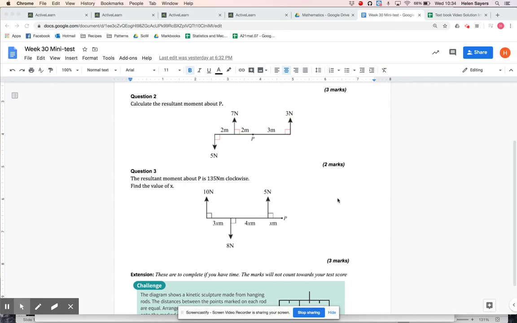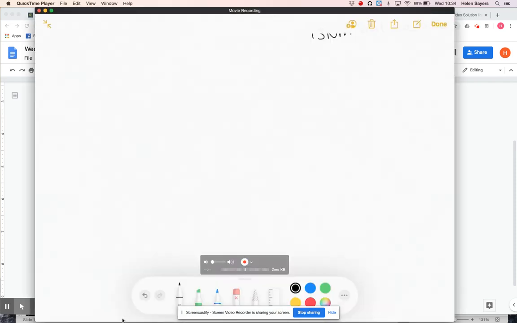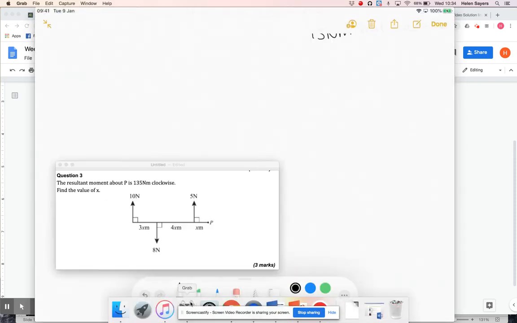Okay, so we're looking at Minitest 30 and we're in question 3. We're given a diagram, we're told the resultant moment, and we've got a missing length to find. So let's have a look at that.